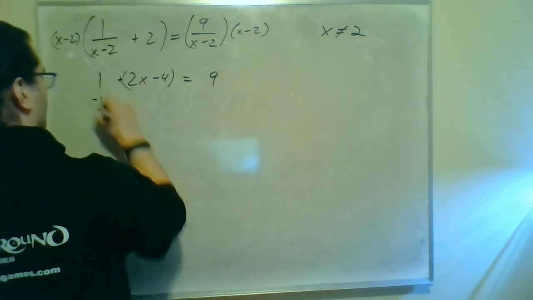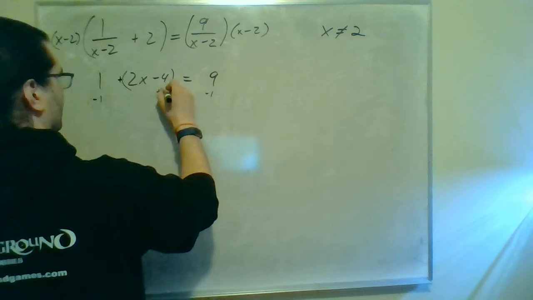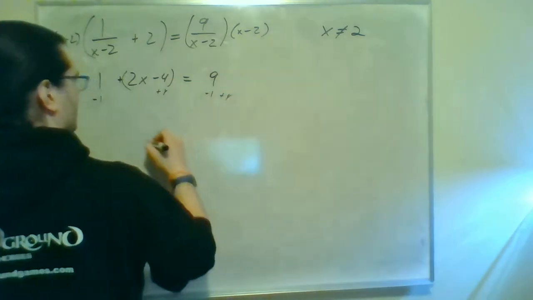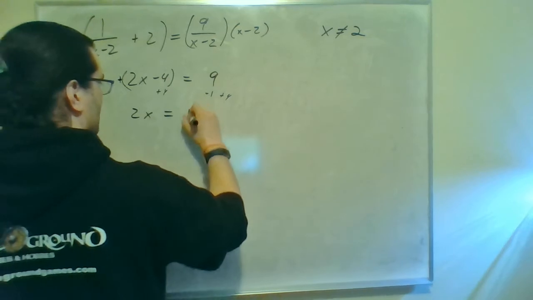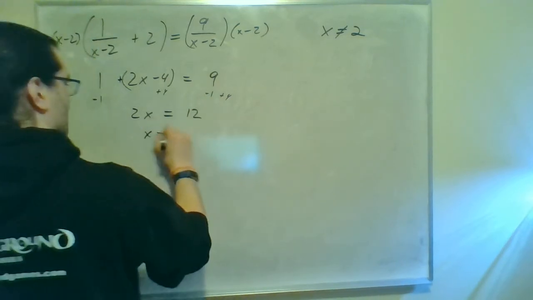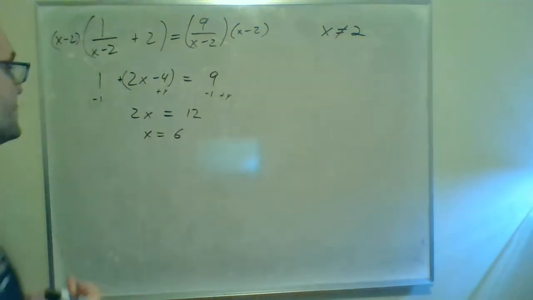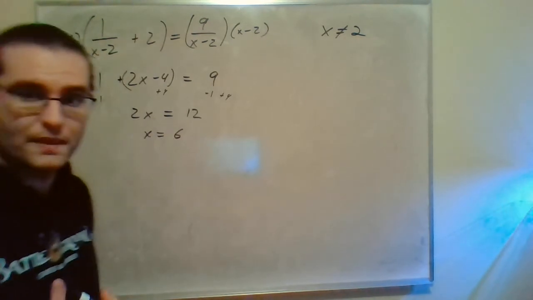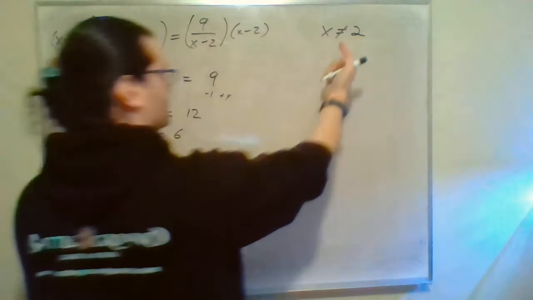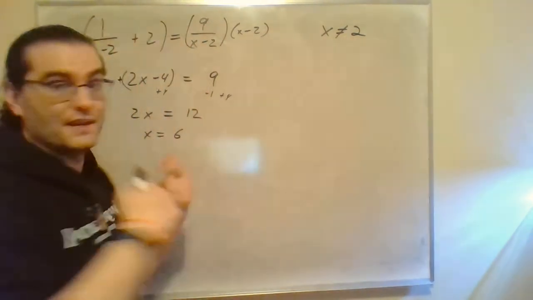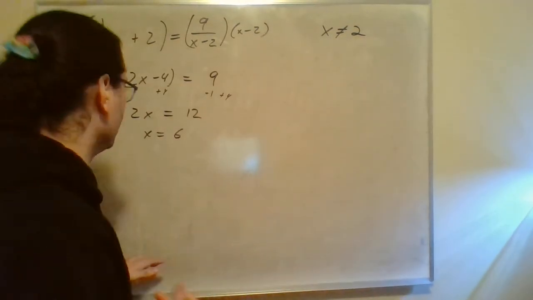So I'm going to subtract 1. I'm going to add 4. So this should give me 2x equals 8 plus 4 is 12. So I think that'll end up with giving me x equals 6. So now we're going to do both of our checks. First, does it match our domain restriction? It does not, so we're safe there.